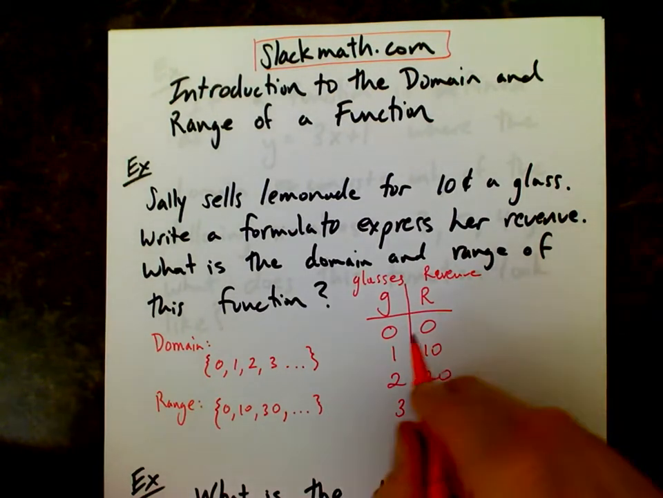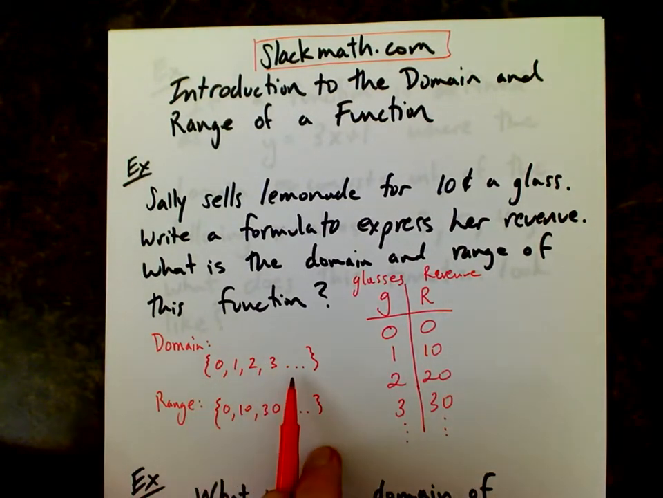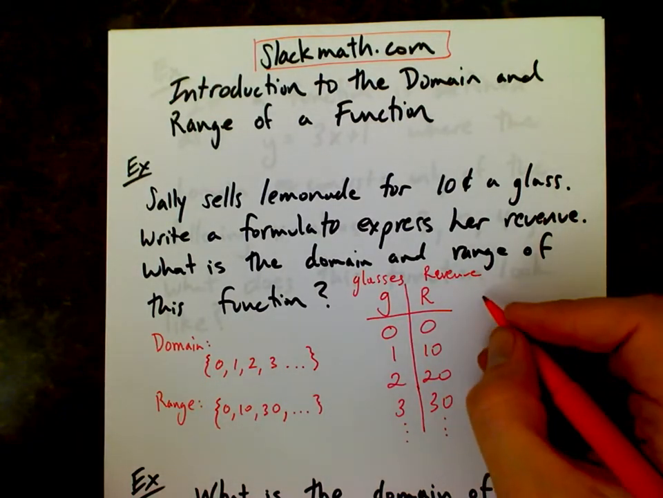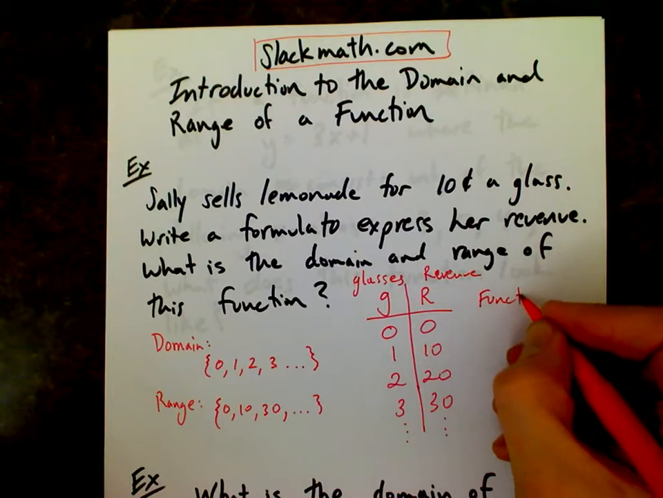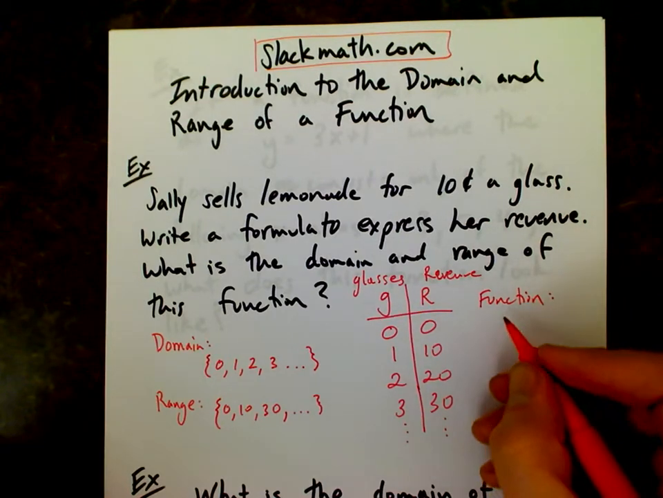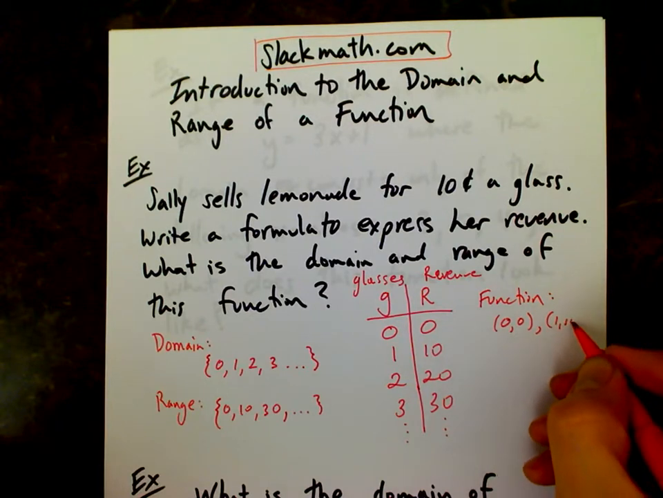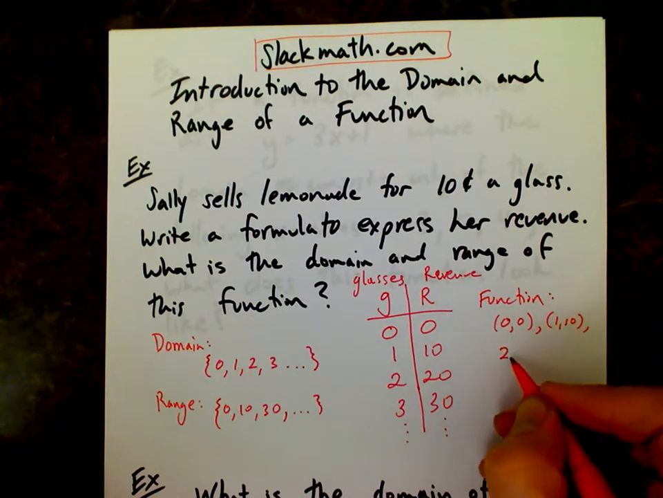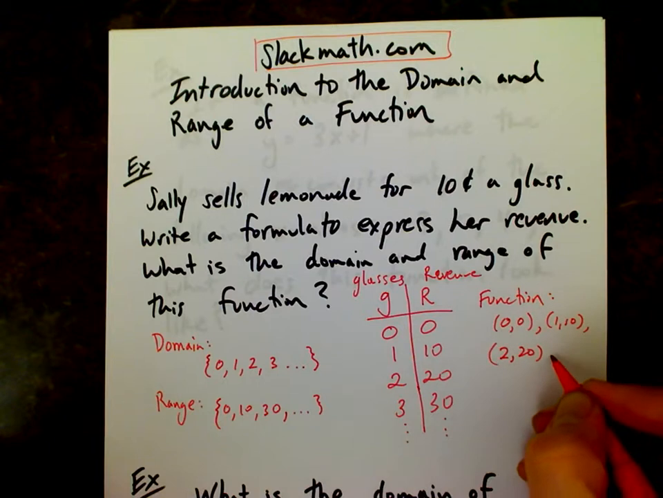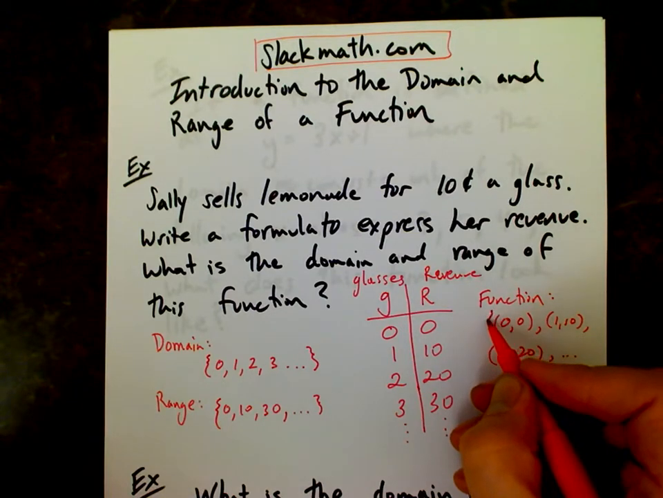You can write a set of elements as the domain and a set as the range. You can also write the ordered pairs of the function itself. So that can be (0, 0), (1, 10), (2, 20), and so on.